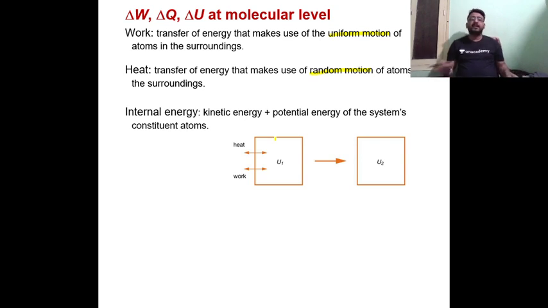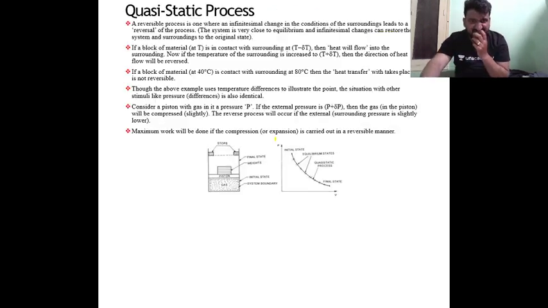What is work then? It is a transfer of energy that makes use of uniform motion of atoms in the surroundings. What is heat then? Transfer of energy that makes use of random motion of atoms in the surroundings. And what is internal energy? Kinetic energy plus potential energy of the system's constituent atoms. That is called internal energy.